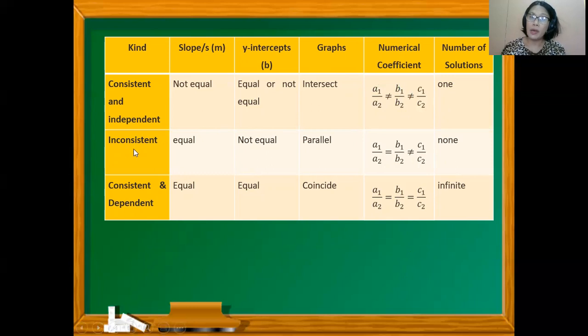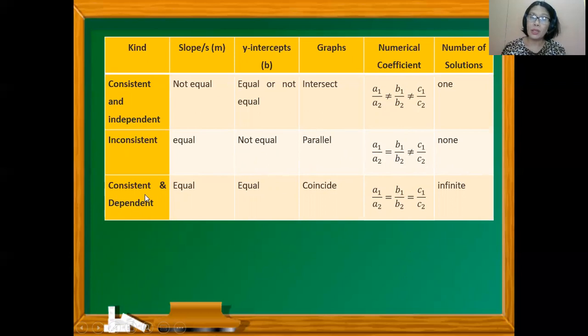Now we have inconsistent. Their slopes are equal because the lines are parallel, and then their y-intercepts are not equal. A sub 1 over A sub 2 equals B sub 1 over B sub 2, but not equal to C sub 1 over C sub 2. And with that, an inconsistent system has no solution.